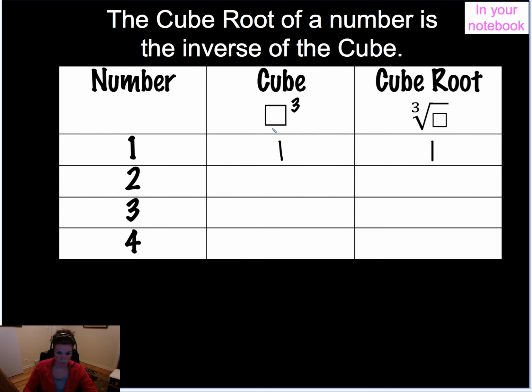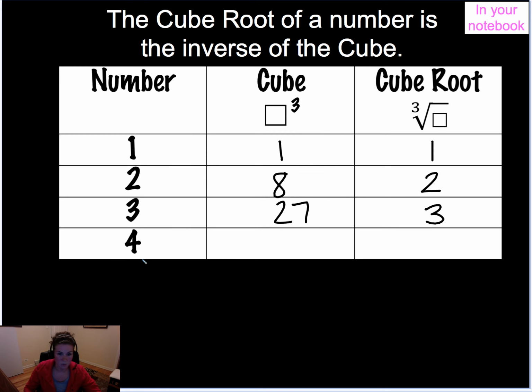For the next one, 2. 2 cubed would mean 2 times itself 3 times. So 2 times 2 times 2, which would equal 8. The cube root of 8 is just the inverse, so undo that. What times itself 3 times equals 8? Well, 2, because 2 times 2 times 2 equals 8. The next example is 3. 3 cubed means 3 times 3 times 3, which would be 27. And the cube root of 27, just the inverse of that, would mean what times itself 3 times equals 27? That would be 3.